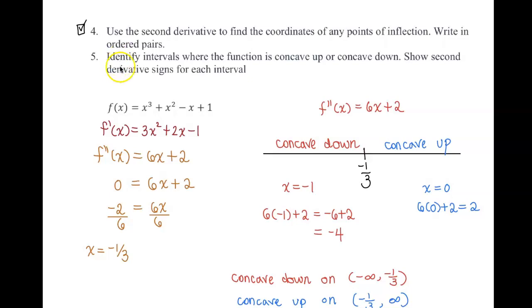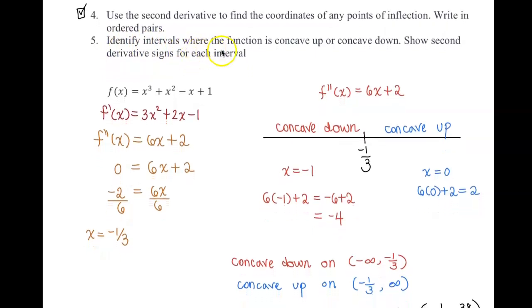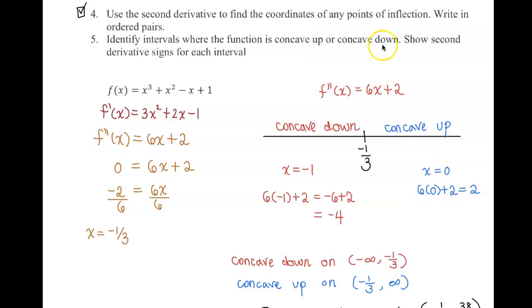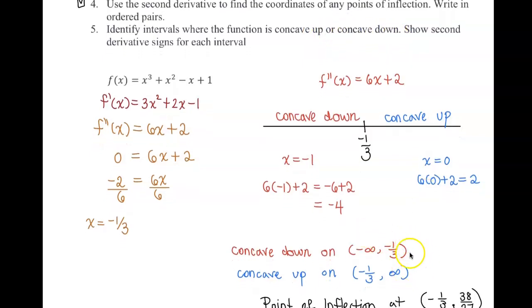Number 5, did we identify intervals where the function is concave up or concave down? Yes, we did. And we definitely showed second derivative signs for each interval. We did that right here. So the sign came out to be negative, so that's why we concluded this is concave down. When the second derivative had a positive sign, that's when we say this is concave up.